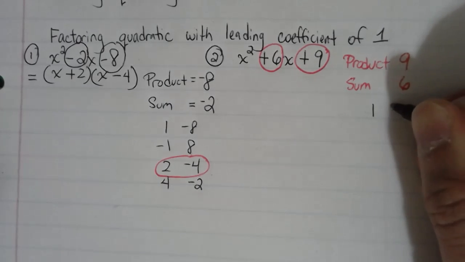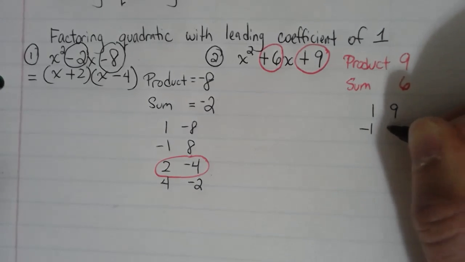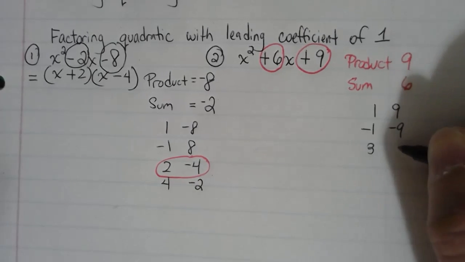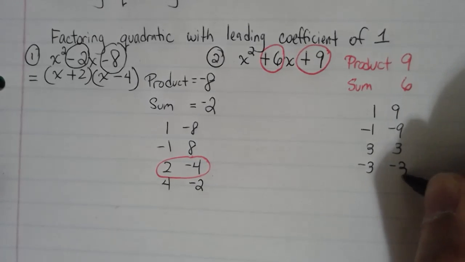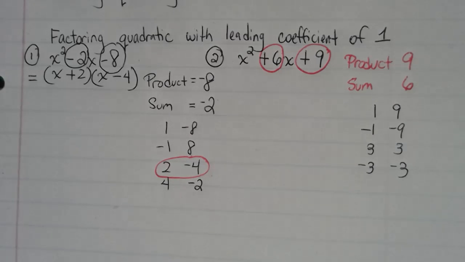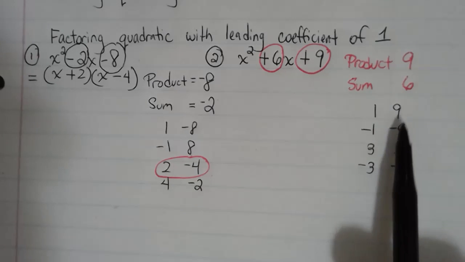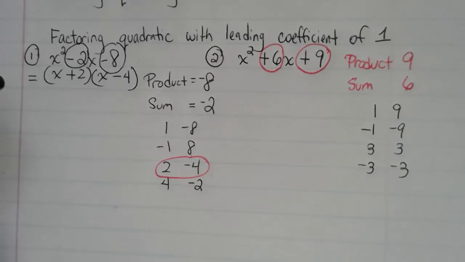Now we are going to focus on pairs of numbers that multiply to 9. 1 times 9, negative 1 times negative 9, 3 times 3, and negative 3 times negative 3. And there are 4 pairs of whole numbers that multiply to positive 9. Now we have to figure out which of these 4 is the correct one to use by checking which of these pairs will have a sum of 6.